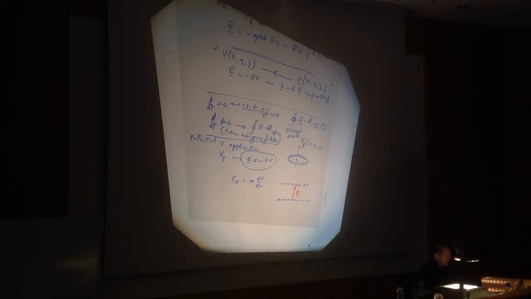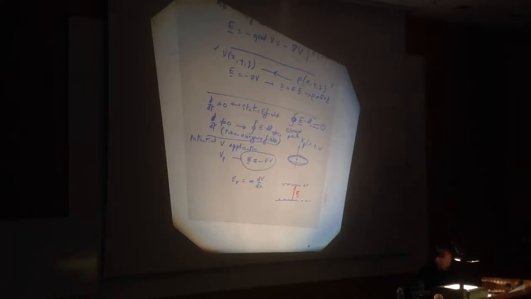If this point is more positive than that one, obviously the charges here must be positive and the others negative. Therefore the electric field points from positive to negative. That's why you do it like that. It's quite logical, right? It has to follow the same rule. Okay?